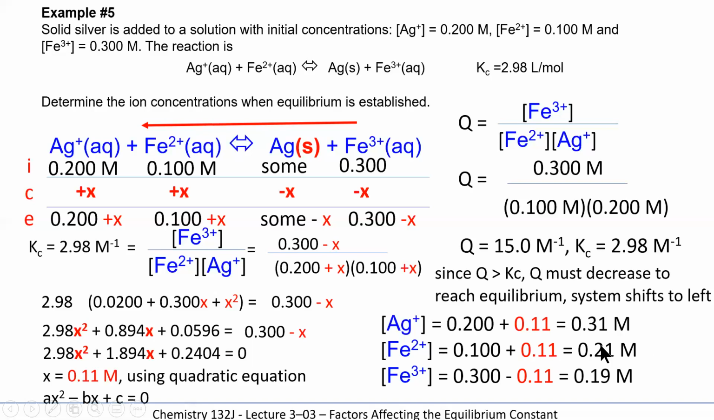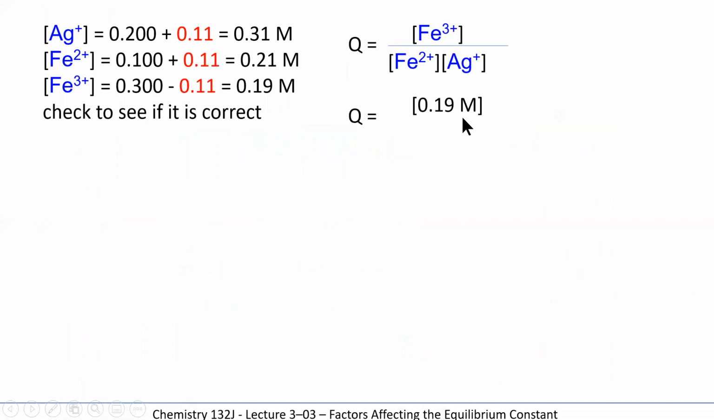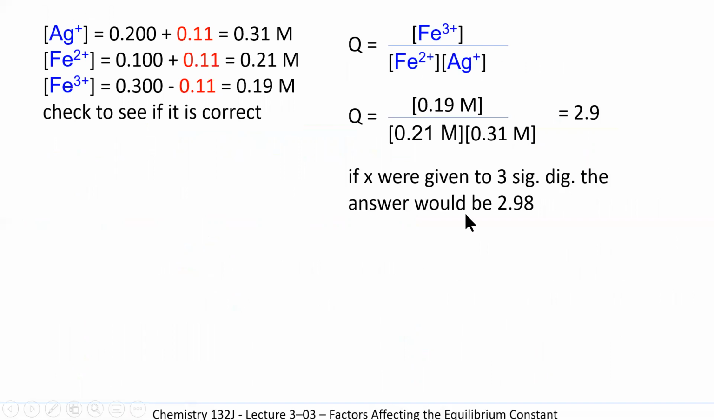Now we can check to see if this is correct. We could do that by, again, finding Q. Now, if it's correct, Q will equal K. So Q is the ferric ion divided by the ferrous ion divided by the silver ion. We take the 0.19 molar divided by 0.21 molar divided by 0.31 molar, and we get an answer of 2.9. Now, if x were given to 3 significant digits, the answer would be 2.98. So looks like our results are good. These are only 2 significant digits. If we made them each 3 significant digits, chances are we would get 2.98.